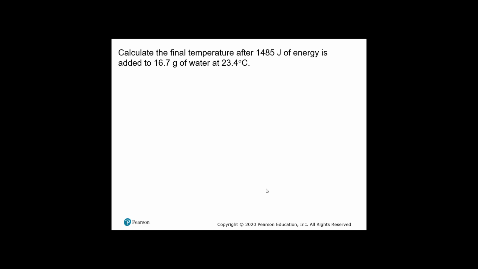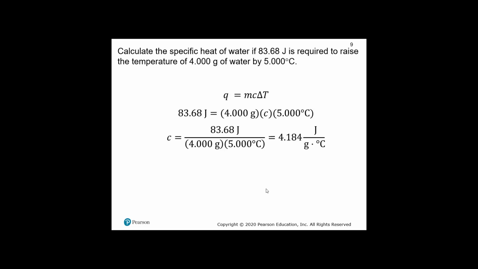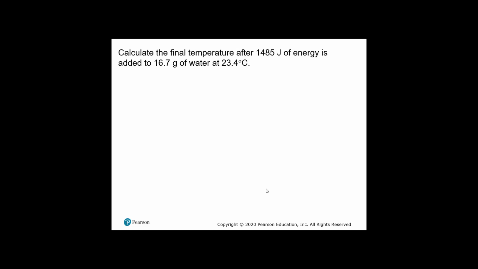Okay, so calculate the final temperature after 1485 joules of energy is added to 16.7 grams of water at 23.4. This is an entirely different problem. This is asking for the final temperature, where we would use delta T. Sometimes the temperature change would already be given to you, but most of the time you are given both initial and final conditions of temperature, and you would have to solve for something else. But in this case, you have to solve for the final temperature.